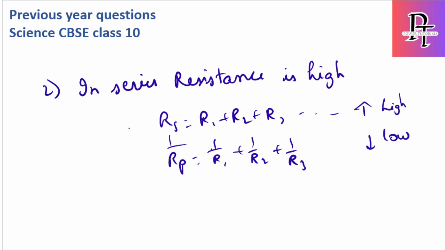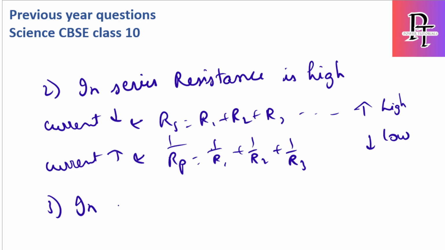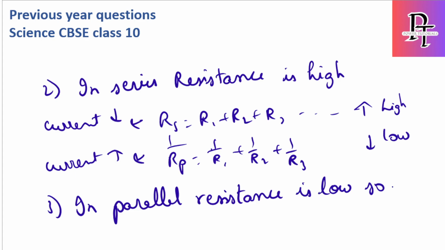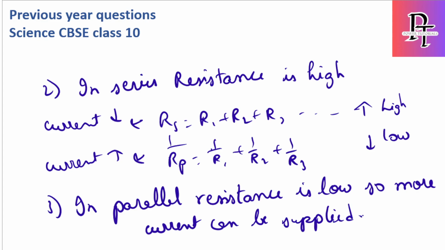If resistance is high, current is low. If resistance is low, current is high. So you have to say that in parallel, resistance is low, so more current can be supplied. If the current is high, the geyser, AC, whatever it is, will give more energy. If less current is supplied, then the bulb will also glow very little. So these are the main points, and I hope most of the questions will be covered by these 3 points.